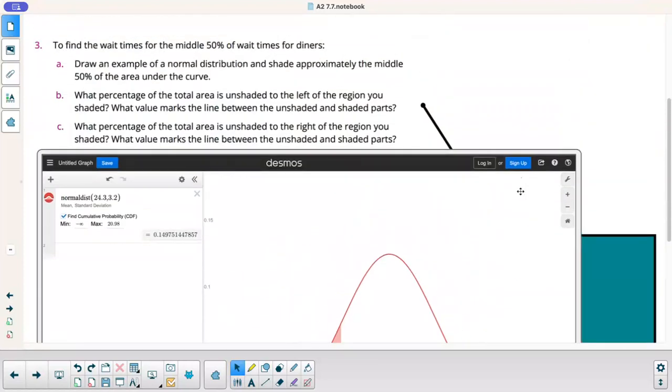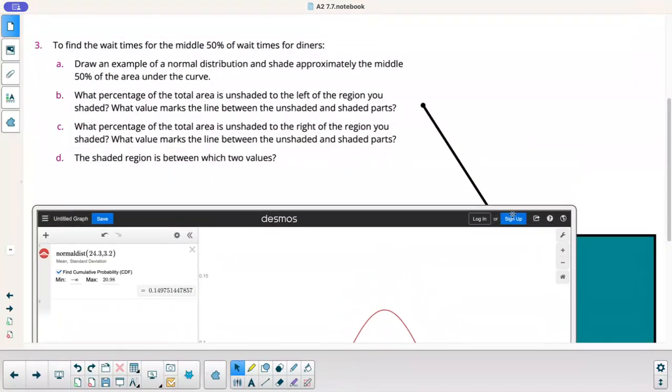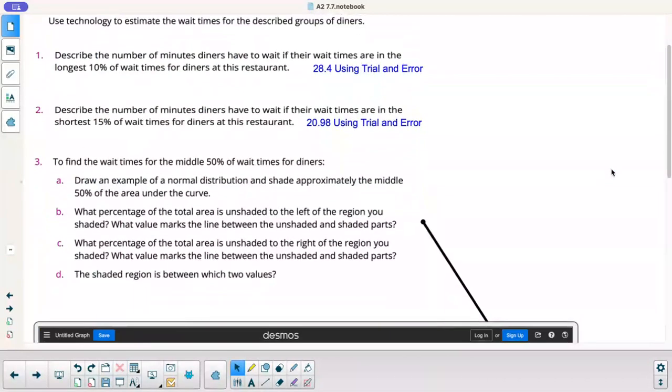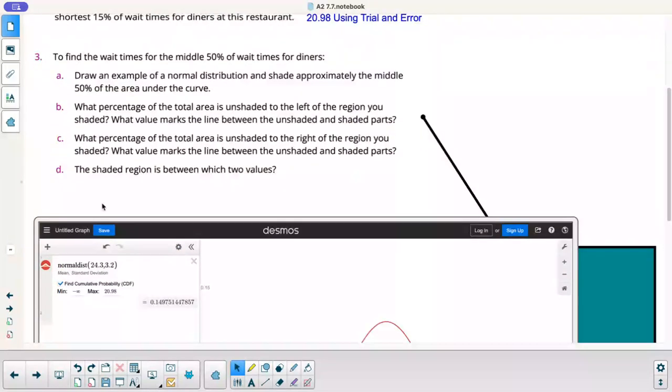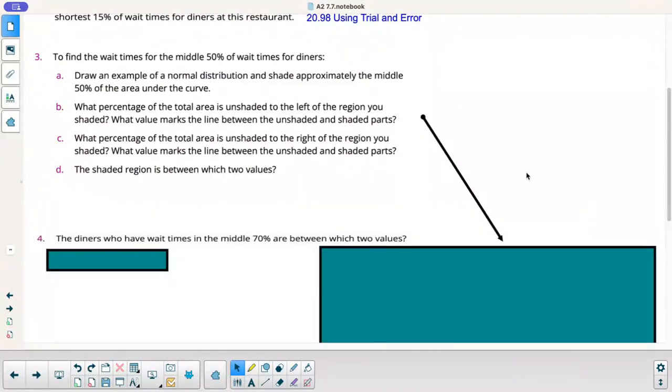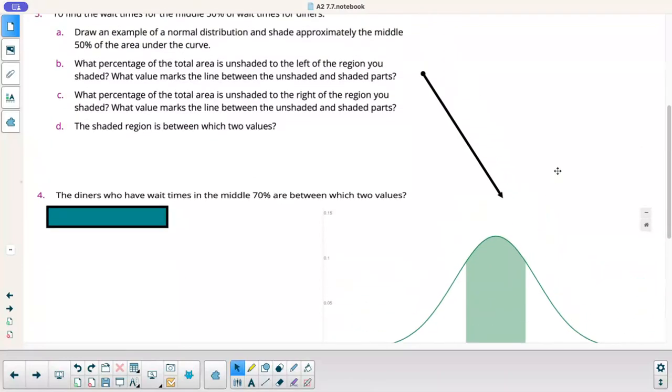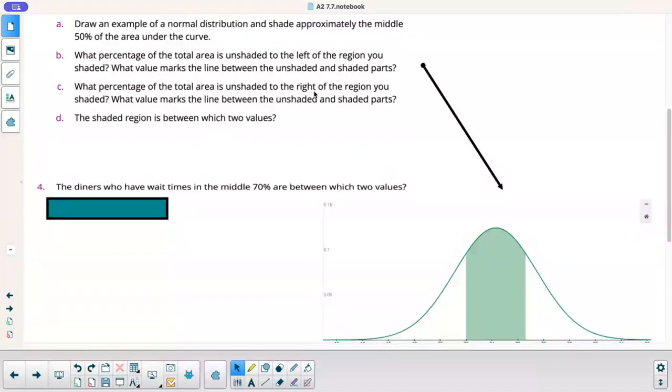All right, 3. Draw an example. To find the wait times for the middle 50% of wait times for diners, draw an example of a normal distribution and shade approximately the middle 50% of the area under the curve. Okay, so let's do this. Let's get rid of that. I already did this. So here is an approximate middle 50%, okay? Right about there.